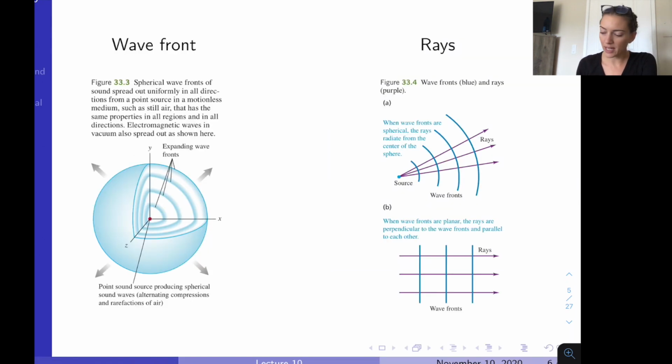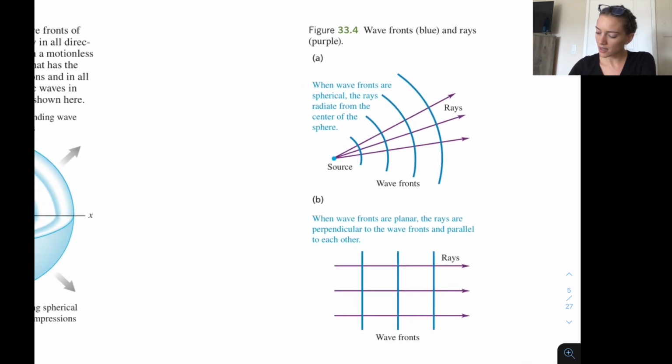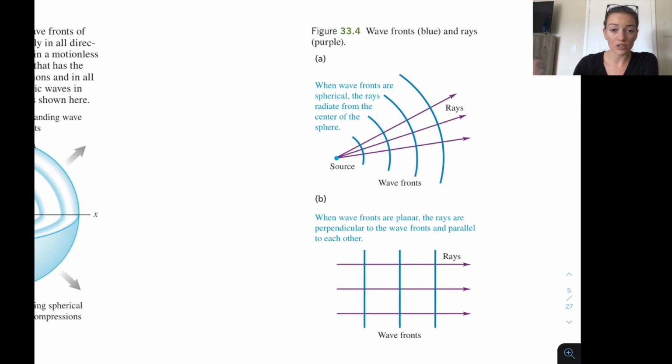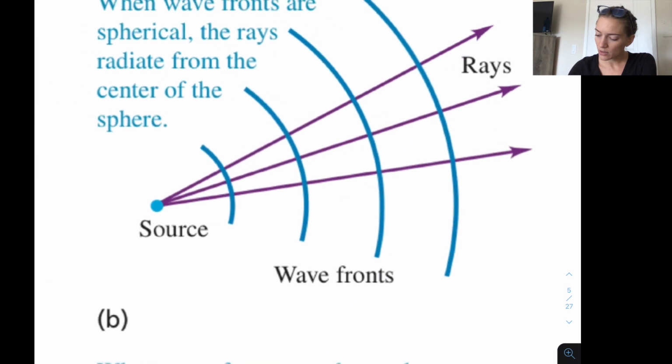And then we have what are called rays. A ray is a line that shows us the direction of travel for our wave. Rays are always going to be perpendicular to our wavefront. If you drop a pebble in a lake and you get circular waves moving out from it, your rays are perpendicular to that wavefront at every point. This is perpendicular right there, and these are all perpendicular.